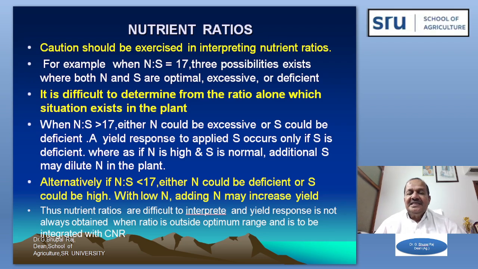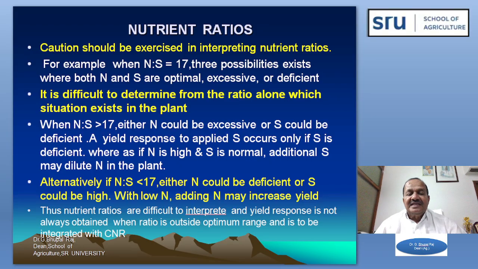Caution should be exercised in interpreting the nutrient ratios, because sometimes nutrient ratios make complications. For example, when the nitrogen to sulfur ratio is 17, there are three possibilities. Suppose both nitrogen and sulfur are optimal, it shows the same ratio. If both are in excess, it also shows the same ratio. If both are deficient, it also shows the same ratio. So it does not reflect which nutrient or nutrients are deficient or sufficient. So there is a complication in identifying, and it is difficult to determine from the ratio alone which situation exists in the plant.